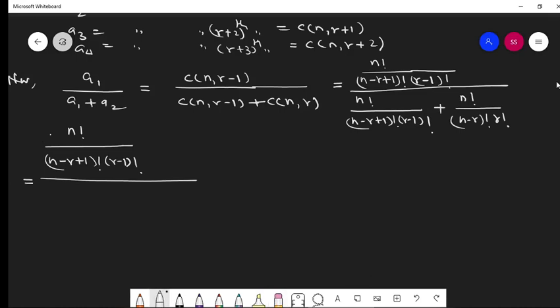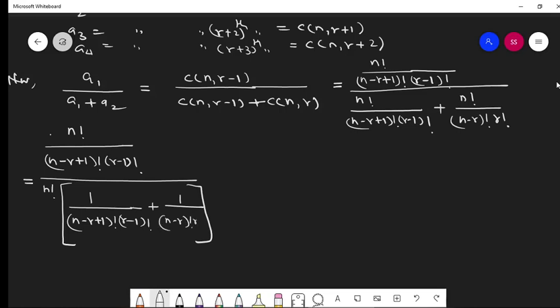Here we can check n factorial is common, 1 over (n minus r plus 1) factorial times (r minus 1) factorial, plus 1 over (n minus r) factorial times r factorial. So we can cancel this, we can cancel that.